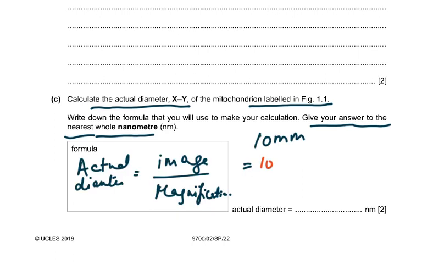Now, of course, if you give the formula, the actual diameter is equal to image over magnification. Now, everybody should be knowing that. Now, if I measured it and it was 10 millimeter, according to whatever would be on the exam paper, 10 millimeter means first I need to convert it into micrometer. So, I add 3 zeros to that. Then I need to convert it into nanometers.